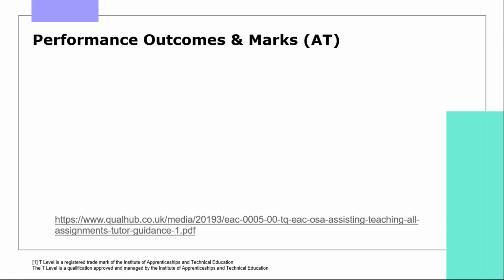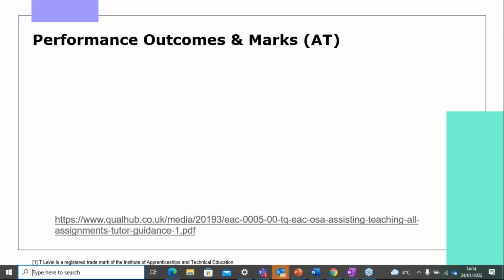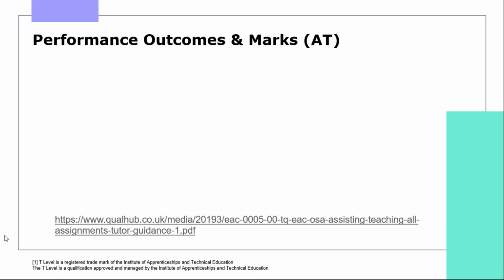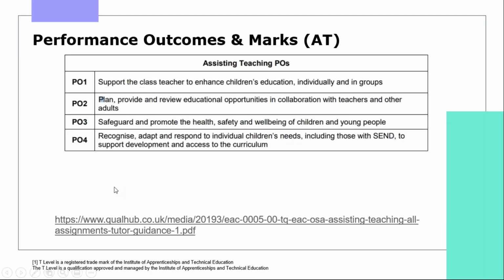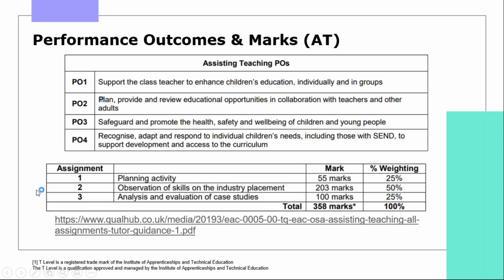So now for assisting teaching. The performance outcomes are assessed using a synoptic approach, same as EYE. And you also see that the link to the AT tutor guidance document is there on the screen now too. The second table shows how assignment tasks contribute to the overall specialism grade, and this is the same as the EYE, with 50% being assigned to assignment 2 and assignments 1 and 3 being 25% each.